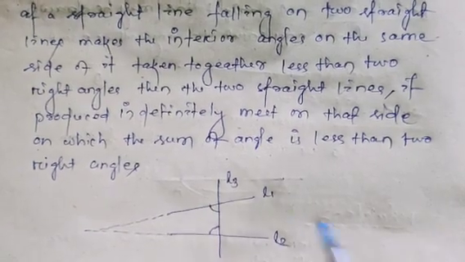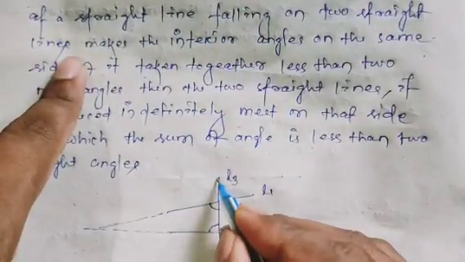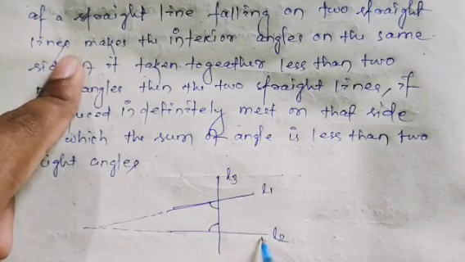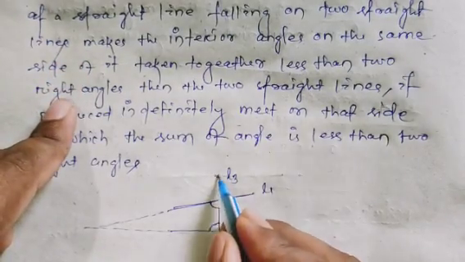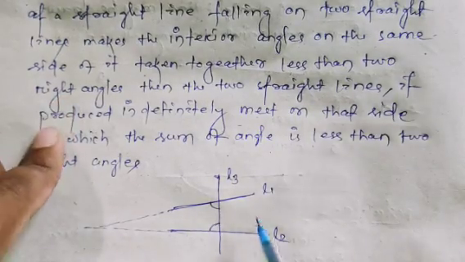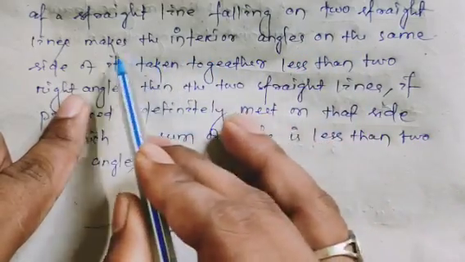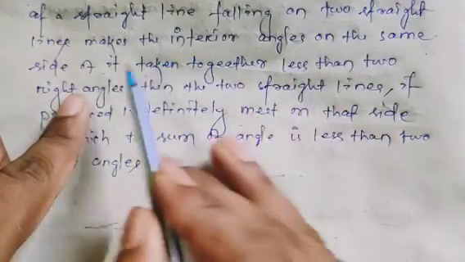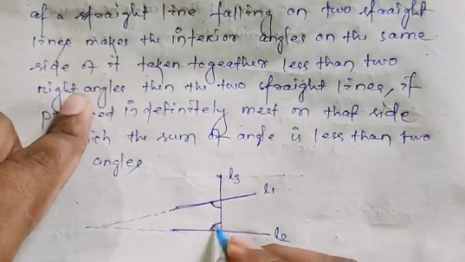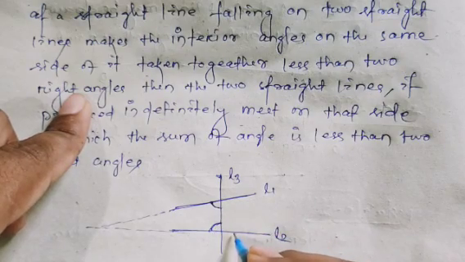Here, a straight line falling on two straight lines: here is the line L3 which falls on two straight lines L1 and L2. L3 is a line which falls on L1 and L2, and then it is written that it makes the interior angles on the same side of it, taken together. Let this be the angle and this be the interior angle. These two are interior angles also.